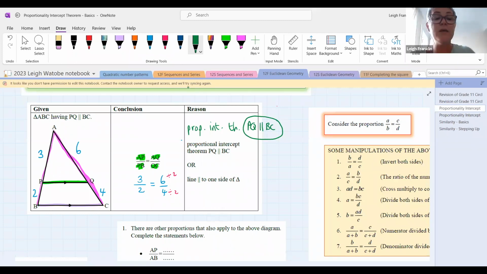Okay, some schools, they might have taught you a different reason. They might have said line parallel to one side of triangle. That is the other accepted abbreviation, yeah, I suppose it is an abbreviation. I don't generally tend to teach that one, but if that's what your teachers taught you at school, then you're more than welcome to go with that as well.